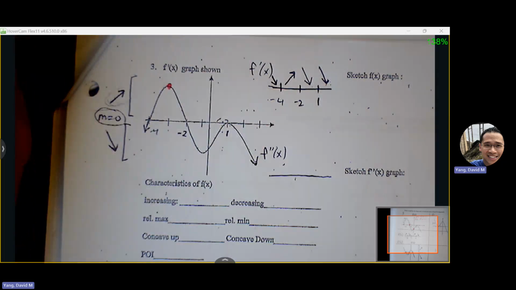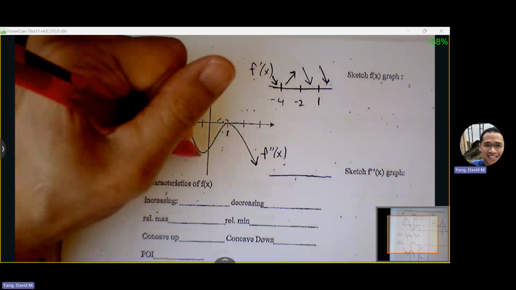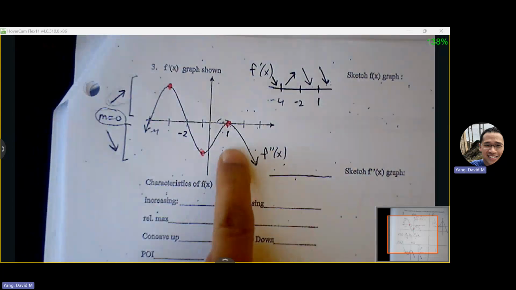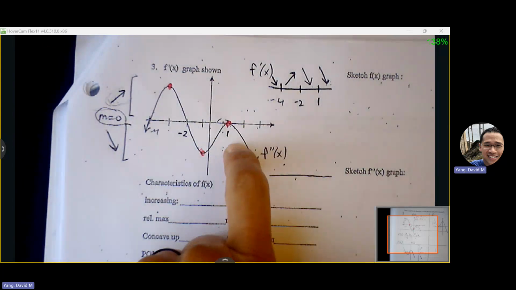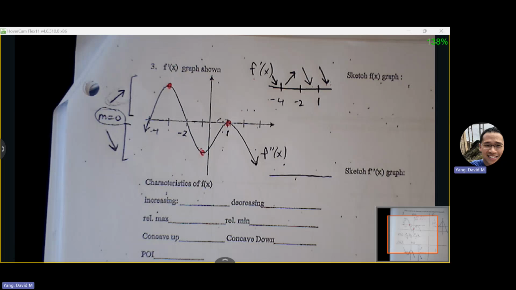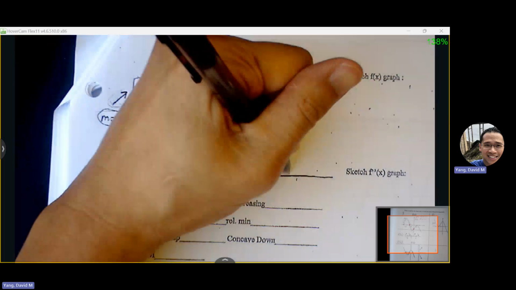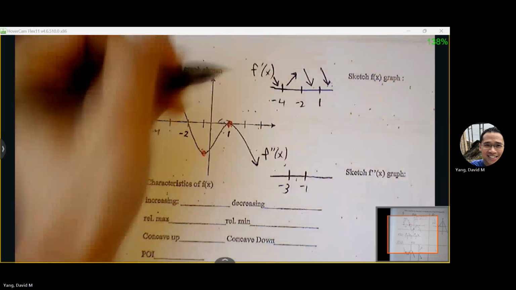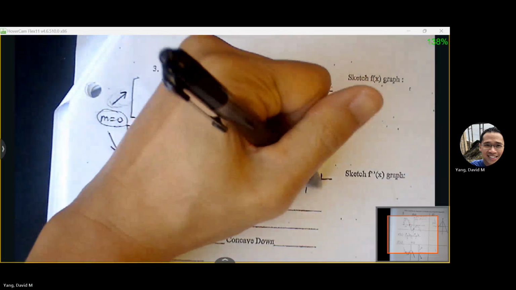-3, where else? -1, where else? And 1. So there's an overlap, right? So 1 is an x-intercept, but it is also a peak of the graph. Okay, so -3, -1, and 1.